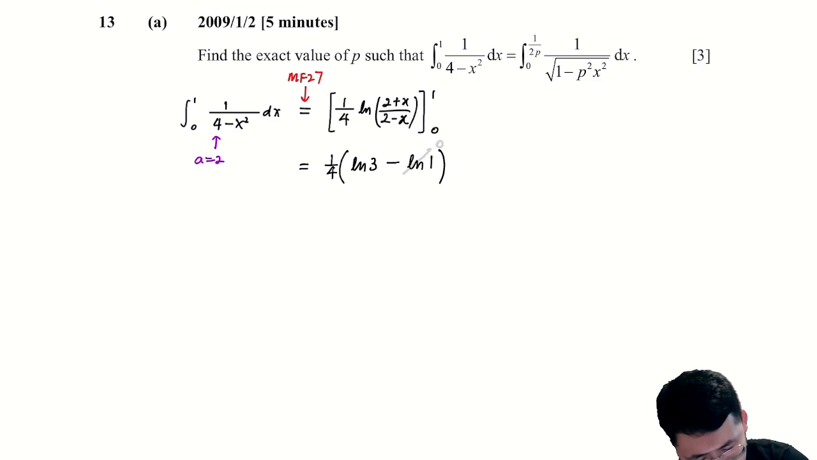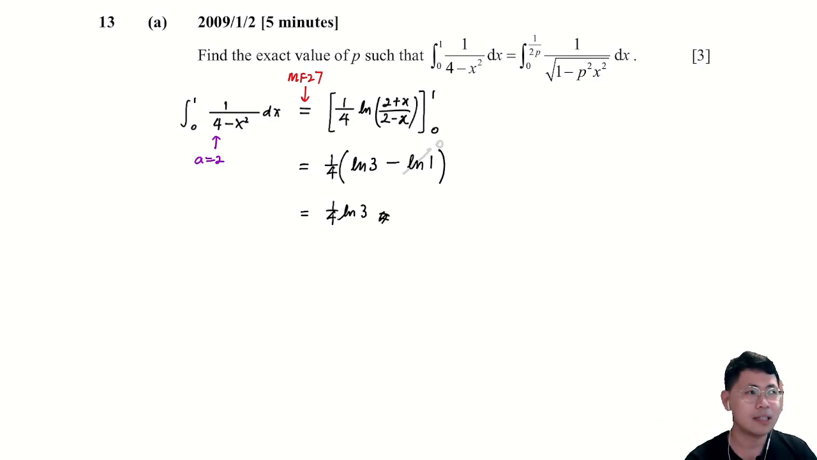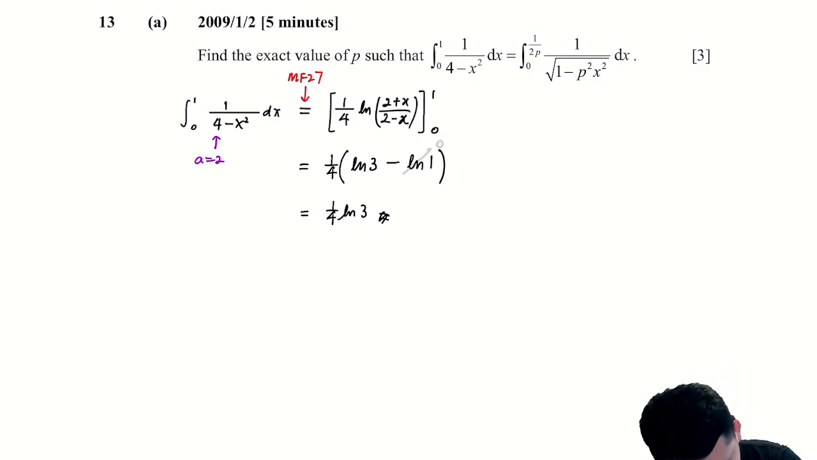Then this one over here is actually 0. So on the left, we actually have 1 over 4 ln 3. Okay, so this is the value on the left hand side. So let's now try to integrate the right hand side. Integrating the right hand side, this one over here.